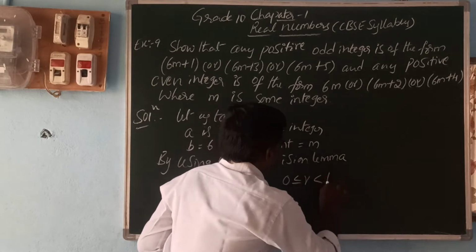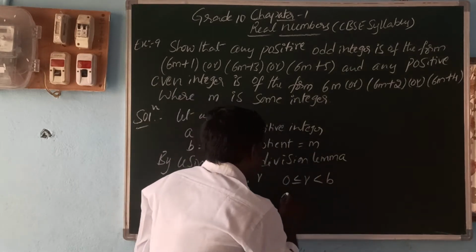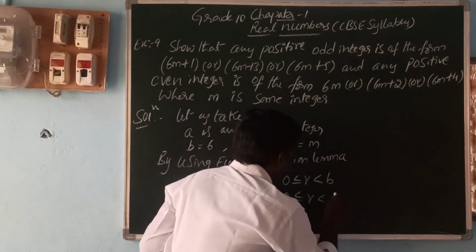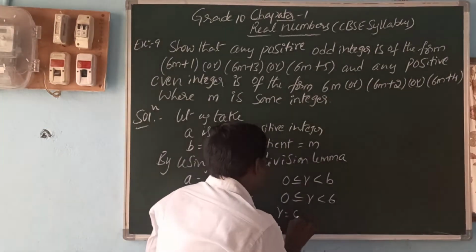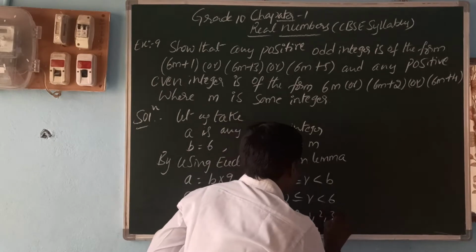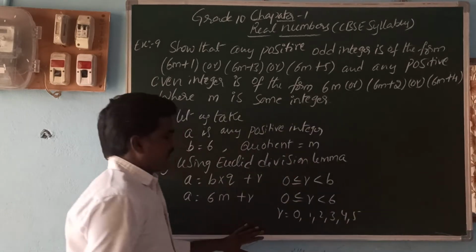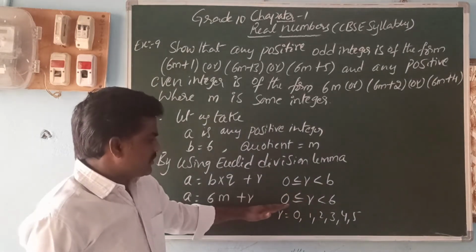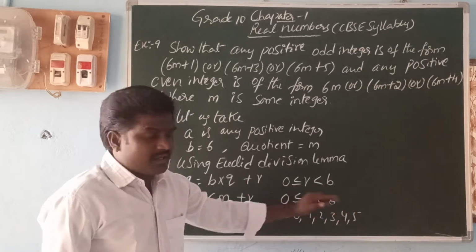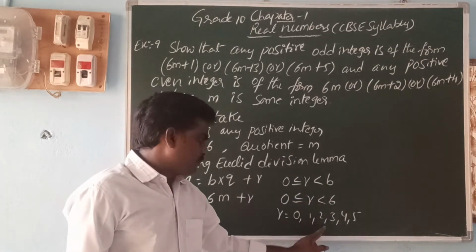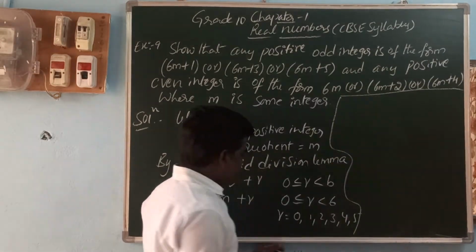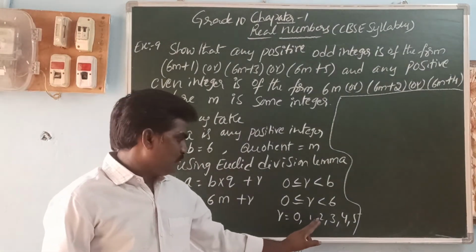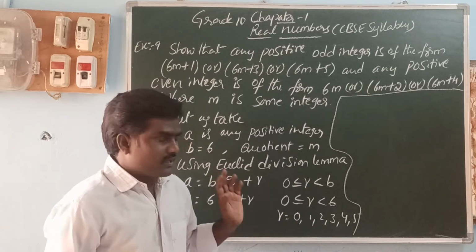So what is the divisor here? 6. That is, 0 is less than or equal to r, which is less than 6. So what are the remainder values here? The remainder is equal to 0, 1, 2, 3, 4, 5. That means the remainder is greater than or equal to 0 and less than 6. Next, how many cases are there? 1, 2, 3, 4, 5, 6. Okay, here, case 1.